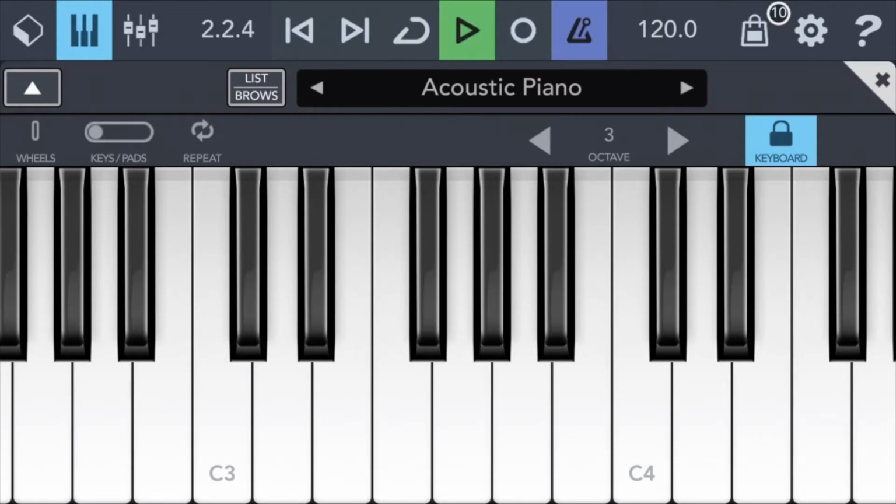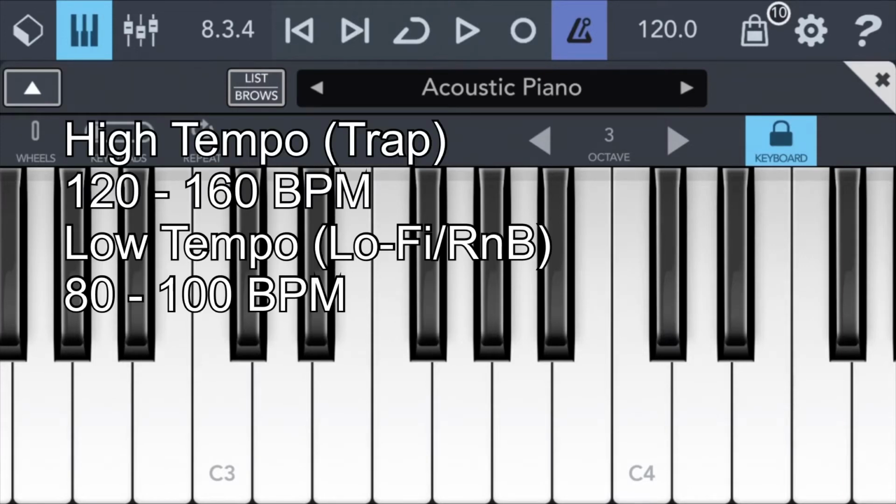You can hear the metronome being played, and this means every single minute, this metronome is going to hit 120 times. The tempo of the song is going to be mainly decided by the genre of the song you're making. A high tempo from 120 BPM to 160 BPM is good for trap. Something slow, from 80 to 100 BPM, is usually good for lo-fi and R&B.